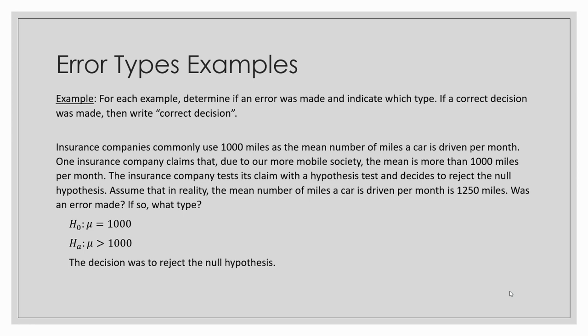So what this means is the null is wrong. Okay, that's how I think about this. So, put another way, the alternative is supported. So in other words, the amount of miles we have driven is more than 1,000.